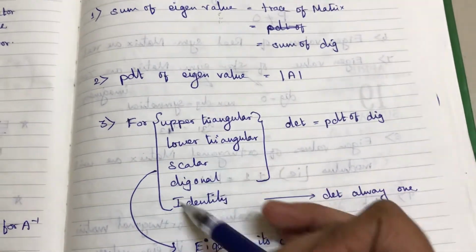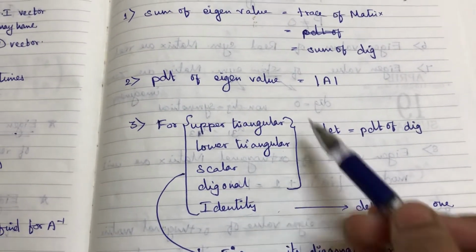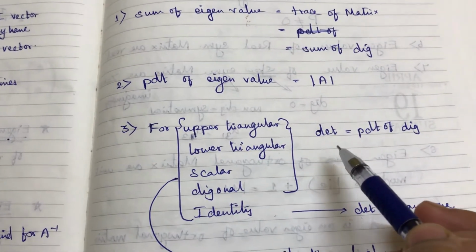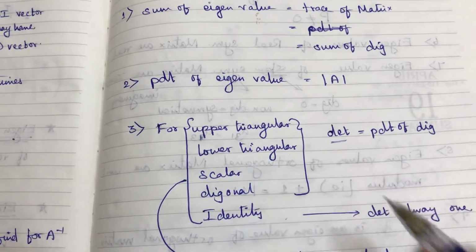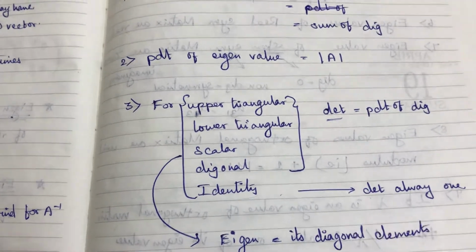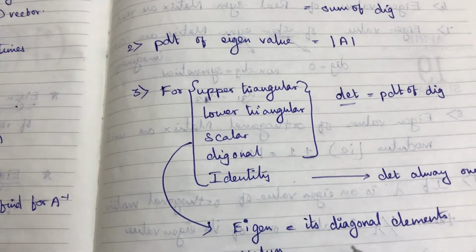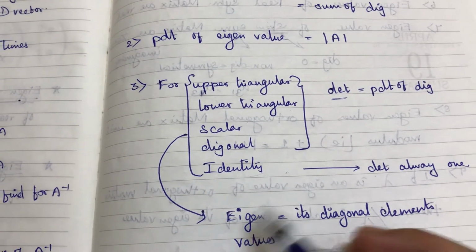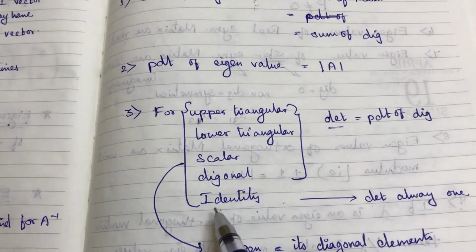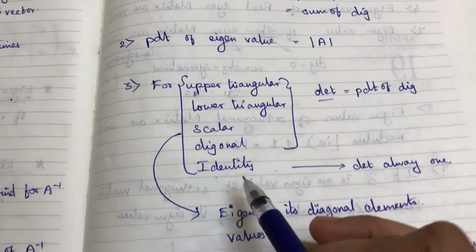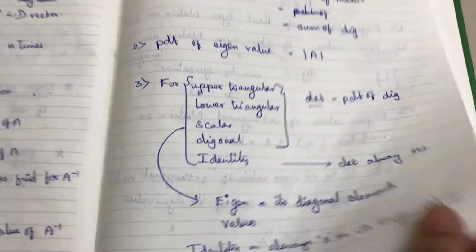For upper triangular, lower triangular, scalar, diagonal and identity matrices, we have already seen that the determinant value is the product of the diagonals, and for identity it is always 1. The same thing appears for eigenvalues. For these matrices, we can take the diagonal elements directly as eigenvalues. The identity matrix always has 1 as its eigenvalue.